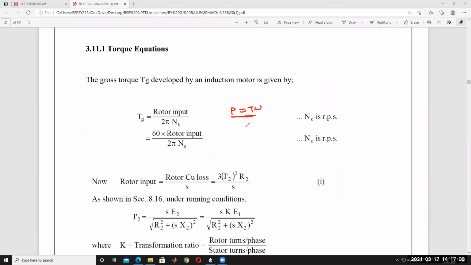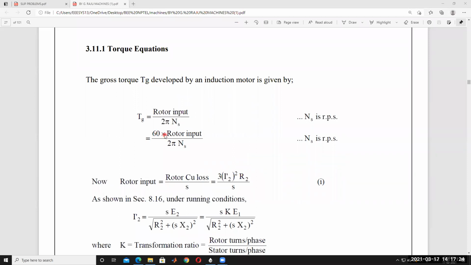Omega is equal to 2 pi n divided by 60, so in RPS, radians per second. So torque is equal to rotor input, which is nothing but power. Torque is equal to power divided by 2 pi ns.